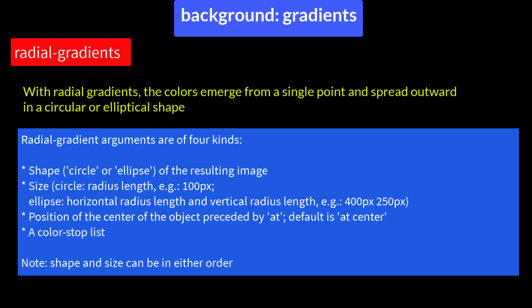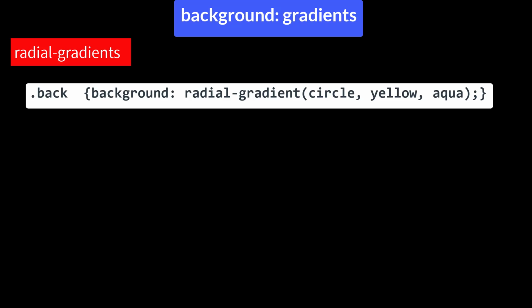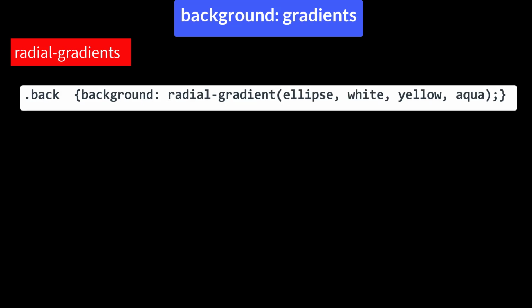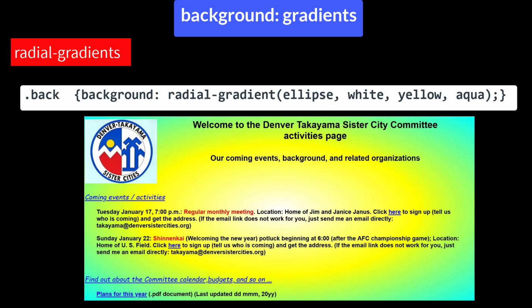The arguments are very complicated, and we've gone on so long already, so we'll just demonstrate a few examples. Here, .back { background: radial-gradient(circle, yellow, aqua); }. So you see we seem to have a yellow circle in the middle fading outward to aqua. Then .back { background: radial-gradient(ellipse, white, yellow, aqua); }. So here's an ellipse. We're using three colors. In the very center you can see it's white, expanding to yellow and expanding to aqua.